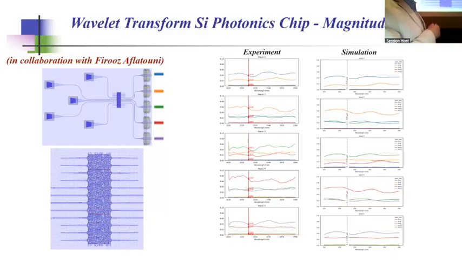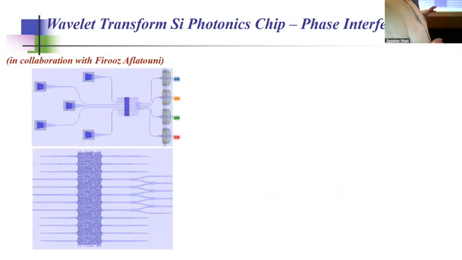You notice that in this part of the chip, we actually measured the magnitude. But we also wanted to measure the phase. And of course, measuring the phase of light is quite challenging. We have to do it with interference. So in another part of the chip, we create these Y junctions that we have over here.